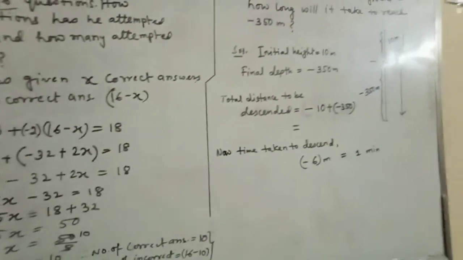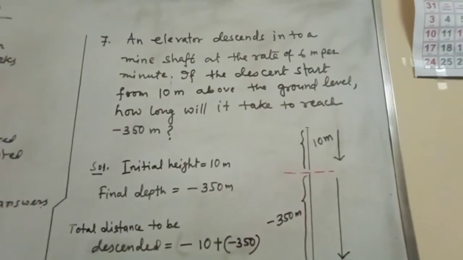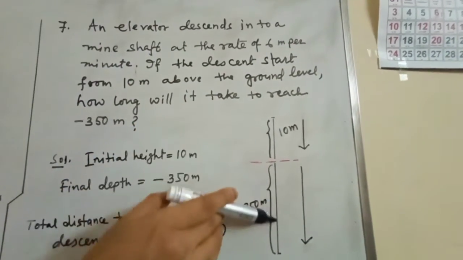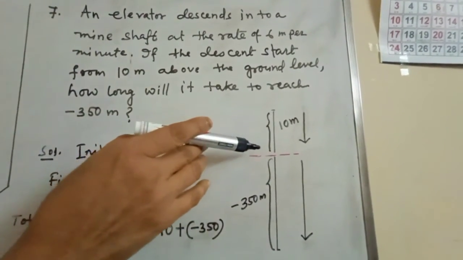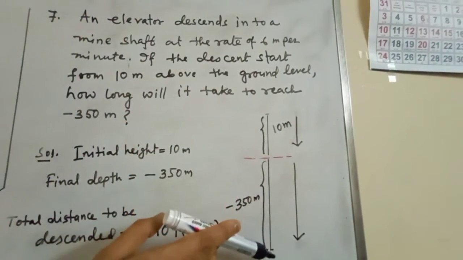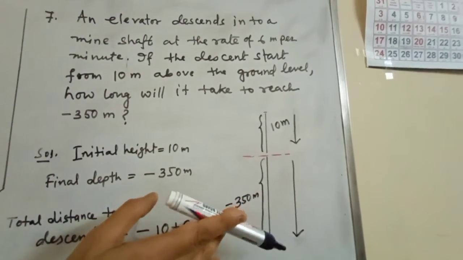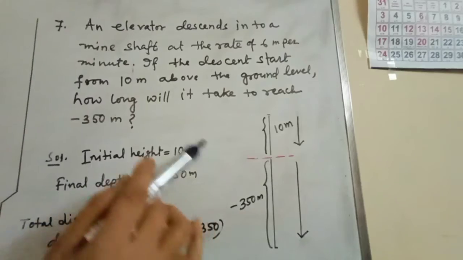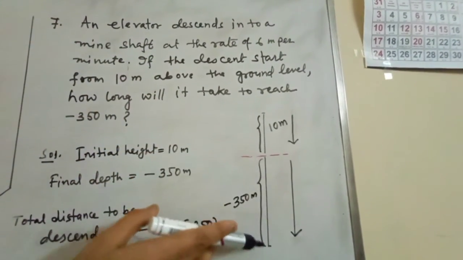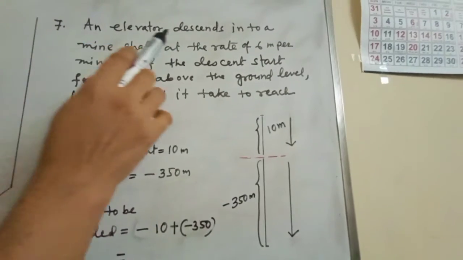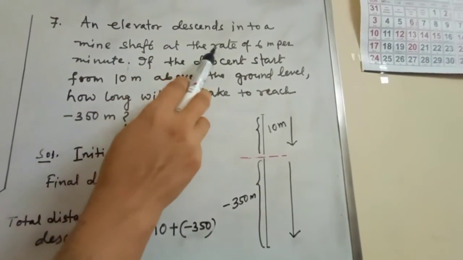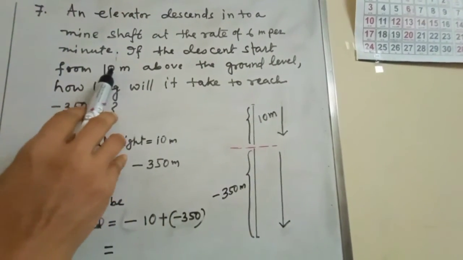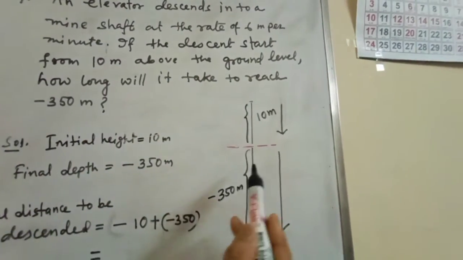Now the next sum is question number 7, the last sum of this exercise. An elevator descends into a mine shaft. You know that inside the mine, elevators are used to collect products such as coal. So by using an elevator they collect these things. An elevator descends into the mine shaft at a rate of 6 meters per minute. If the descent starts from 10 meters above the ground level, see the drawing.